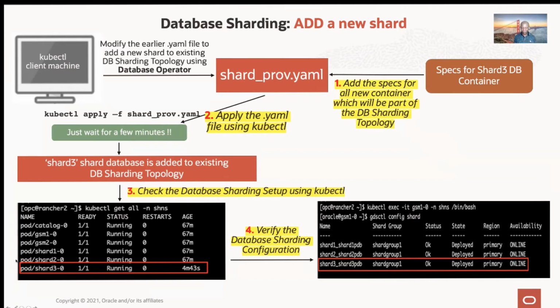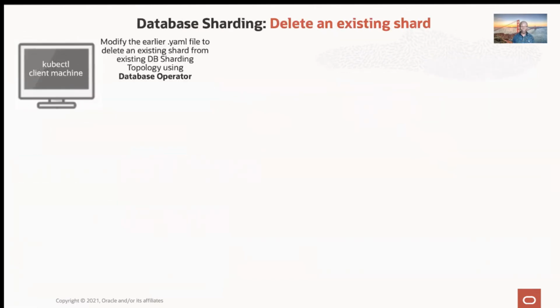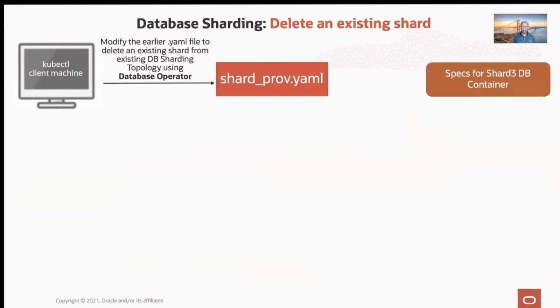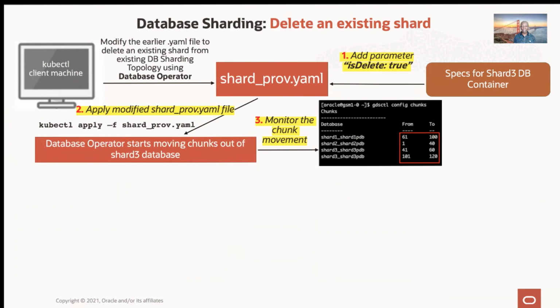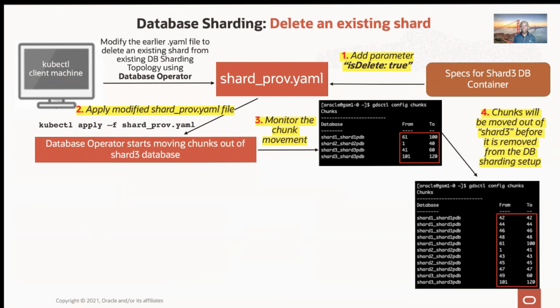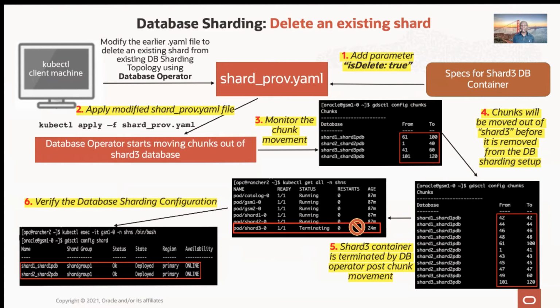Okay. Now let's try to delete an existing shard. Same pattern, you need to edit the YAML file and add isDelete equal true as part of the specification of the specific shard that you want to delete, right? So when you do that, you need to save and kubectl apply. Then what will happen is, as this shard has data, we need to move out data and spread it over the other shards. And that's called a chunk movement.